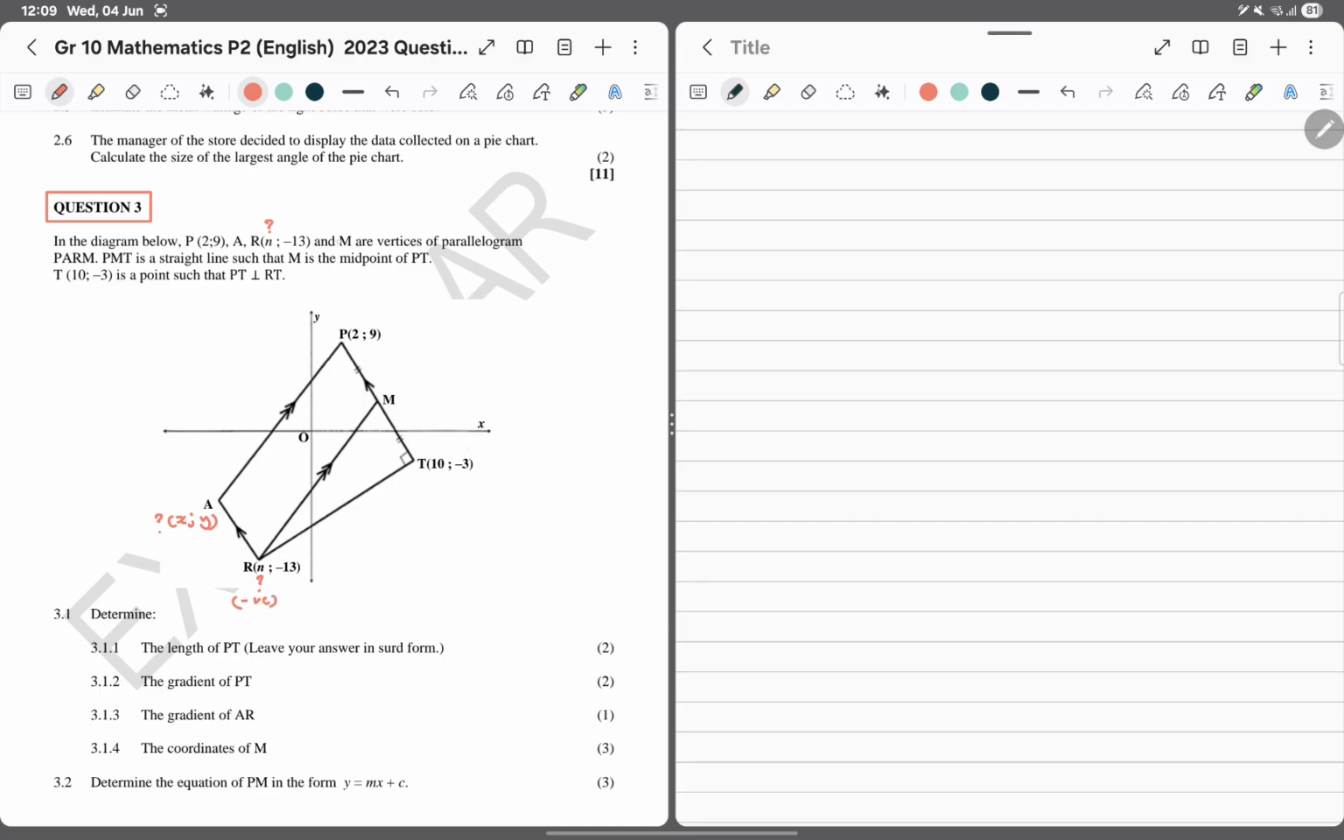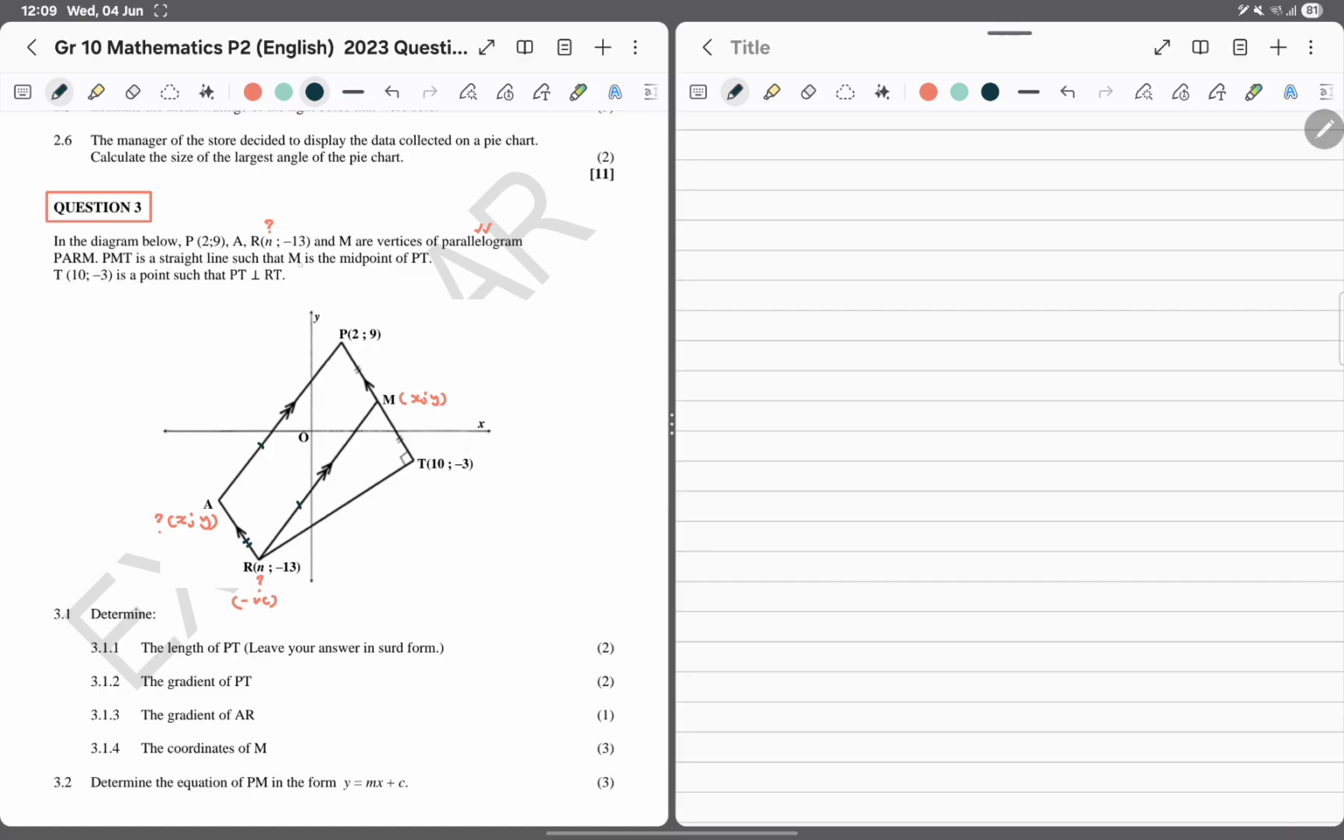right? And M are vertices of a parallelogram. So M is also X and Y, right? But we see that point M is in the first quadrant, so both X and Y should be positive. Now this is good. These are vertices of a parallelogram, PAM, right? And we can see it nicely. And also we can add opposite sides are parallel and equal. Okay, we can indicate that for the parallelogram.